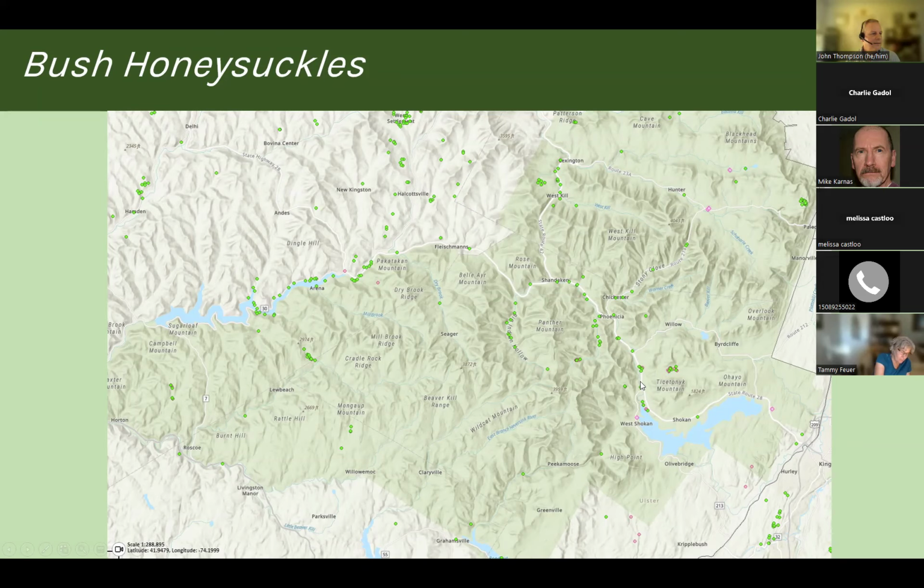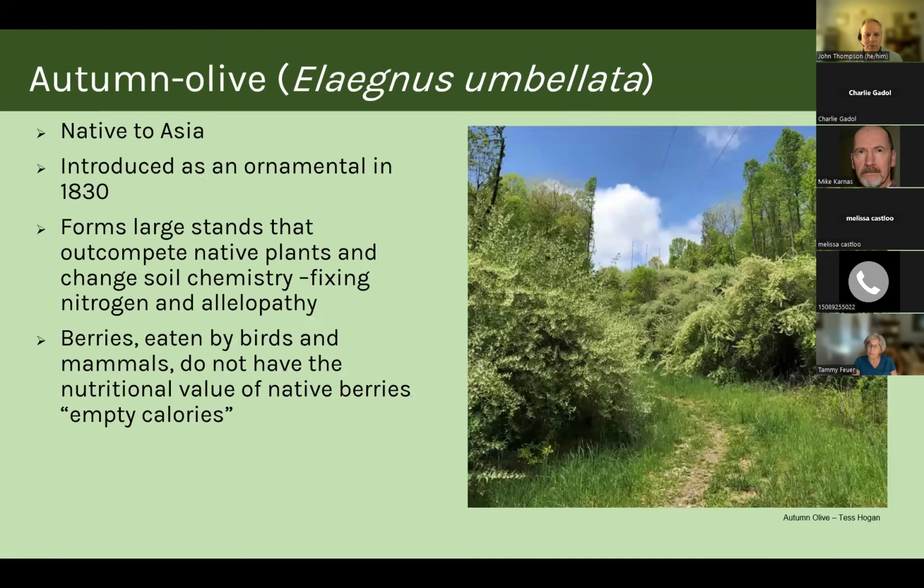You can see that they're along Route 28. They encircle Panther Mountain at lower elevations. There's a lot over by the Pepacton Reservoir. We don't have a lot of bush honeysuckle records. I'm sure it's underreported, and it'd be great to get more records.